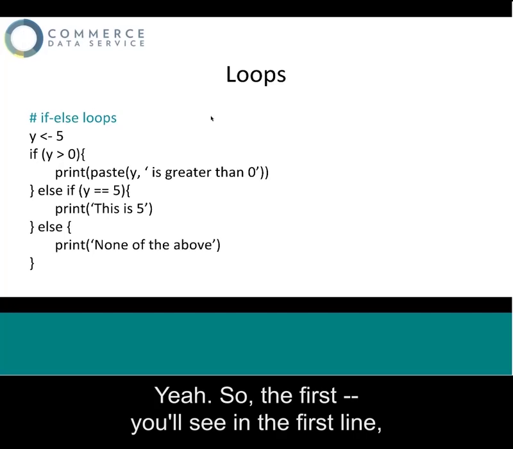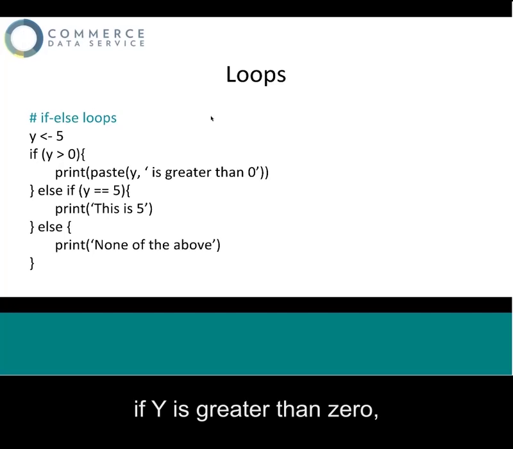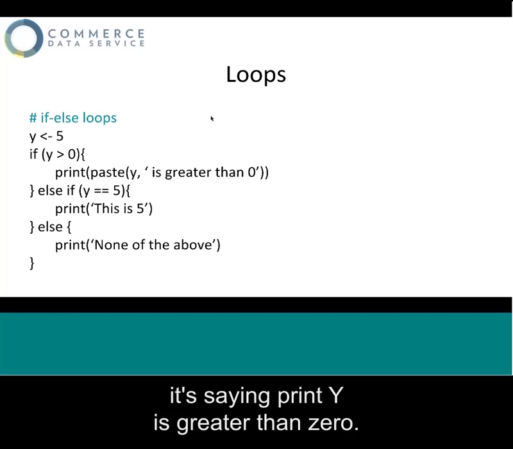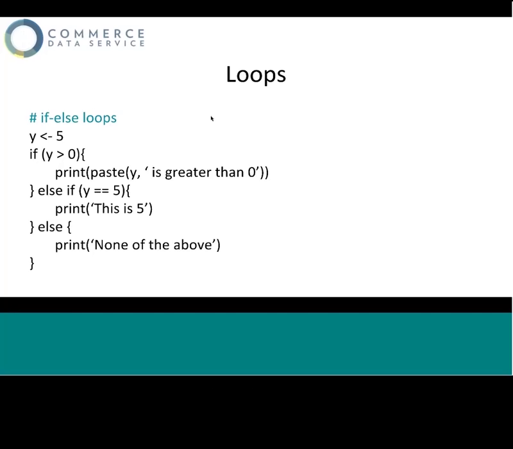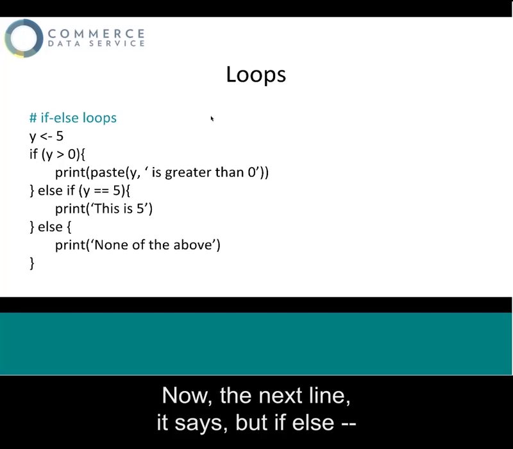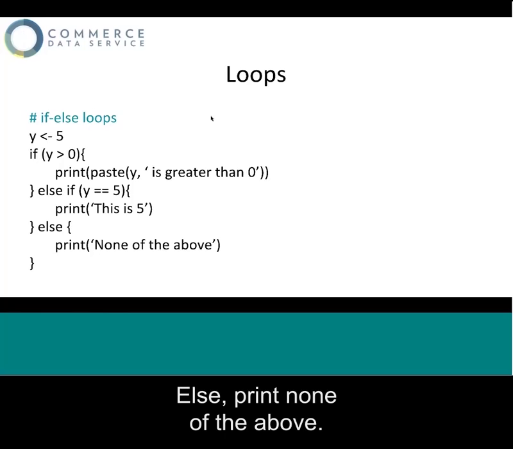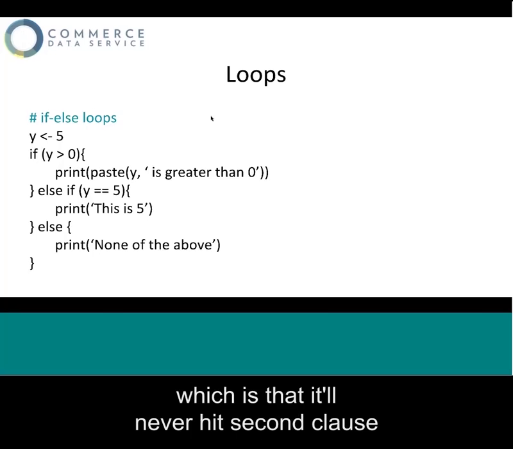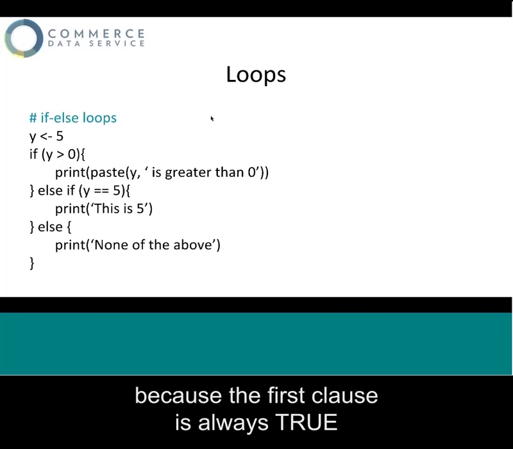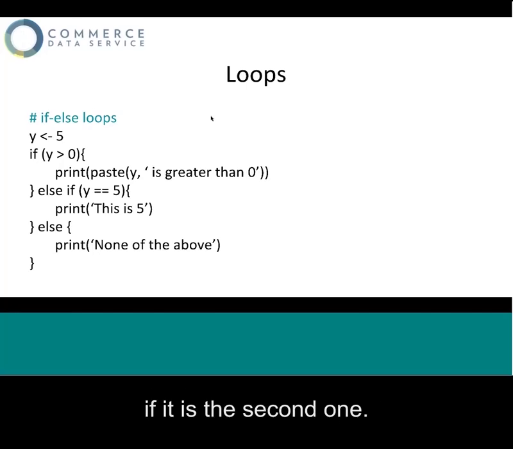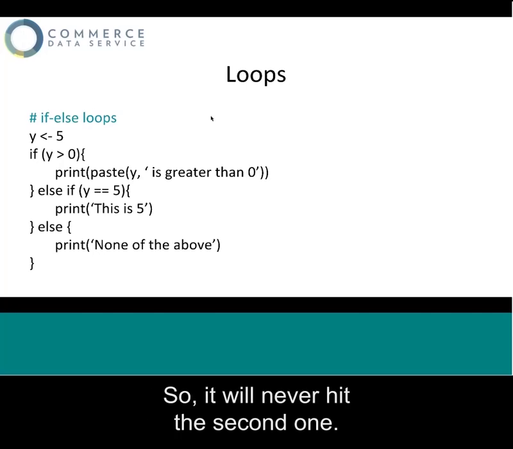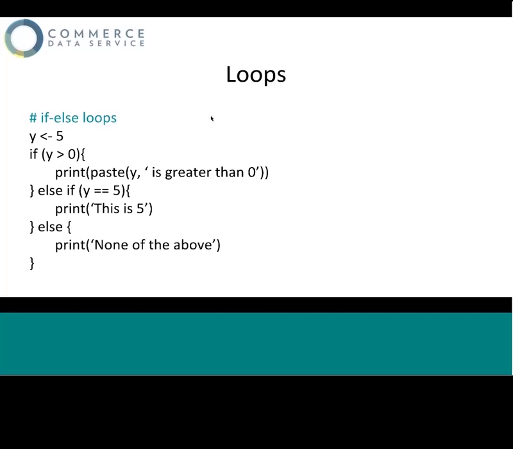Yes. In the first line, if y is greater than 0, it's saying print "y is greater than 0." The next line says else if it is equal to 5, print "this is 5." Else, print "none of the above." So you notice my error in this: it'll never hit the second clause because the first clause is always true. So that's what you have to be careful about.